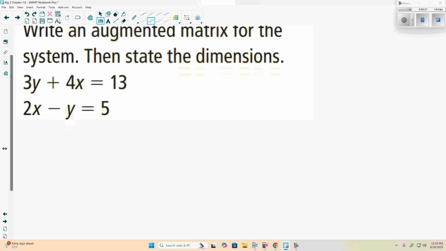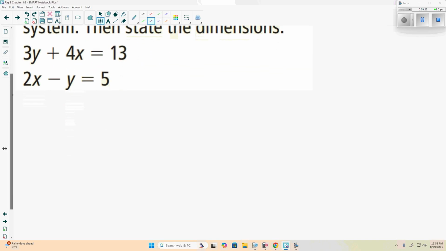Write an augmented matrix for the system, then state the dimensions. So the second equation, we do have x, y equals a number. The top equation, we have y, x equals a number. So we do need to rewrite this first equation. Now, since x and y are already on the same side, we can just switch them. Because 3y plus 4x is the same as 4x plus 3y. We just need to write them in the correct order.